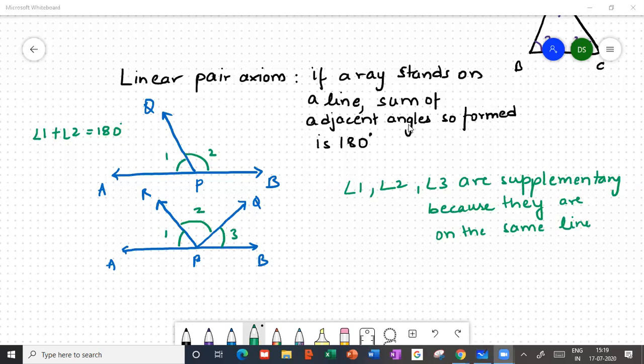Okay. Elena, nothing. We were just going through the linear pair axiom and that's all. I was just doing a recap.